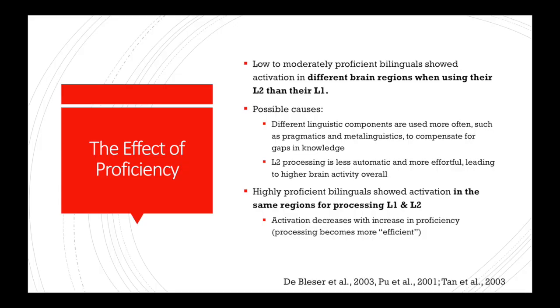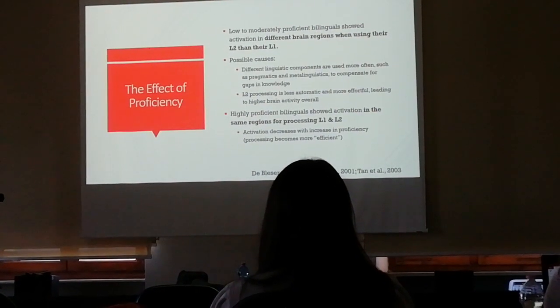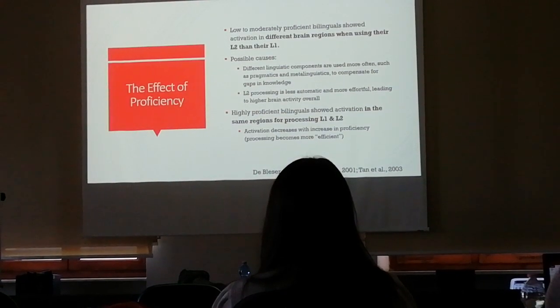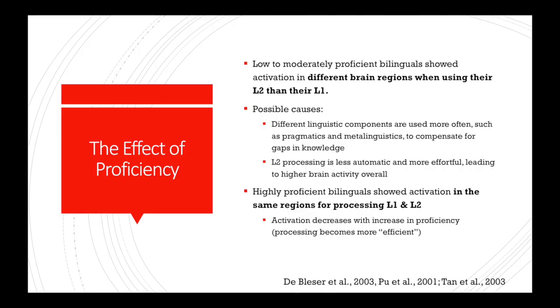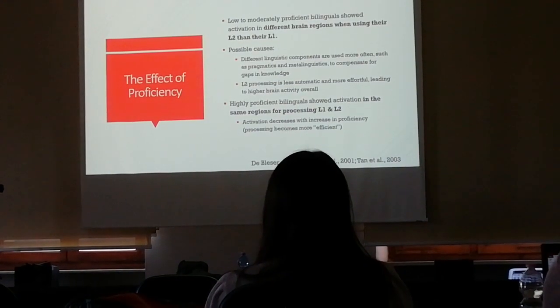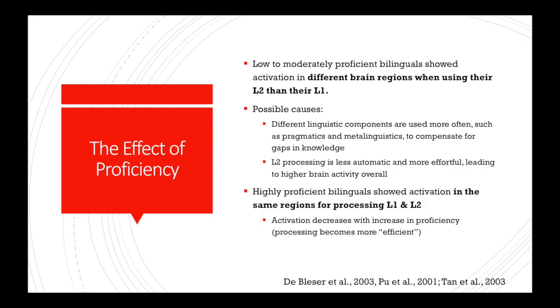And okay, so that was a few things having to do with age of onset, a few things that have been hypothesized, found so far. And so looking at the effect of proficiency, some people have found that, as we said, people who are low to moderately proficient bilinguals have different brain regions lighting up, so there's more activation in different areas because it's not as automatic, as we said. This also could be because of the anchoring hypothesis that we saw earlier, but we don't know exactly for sure.